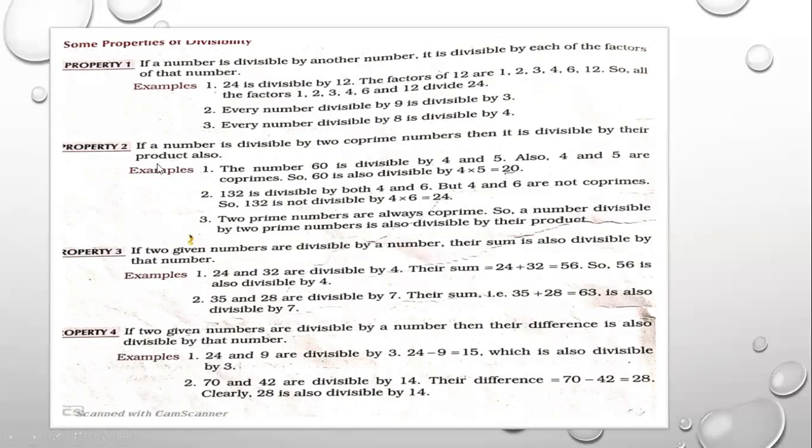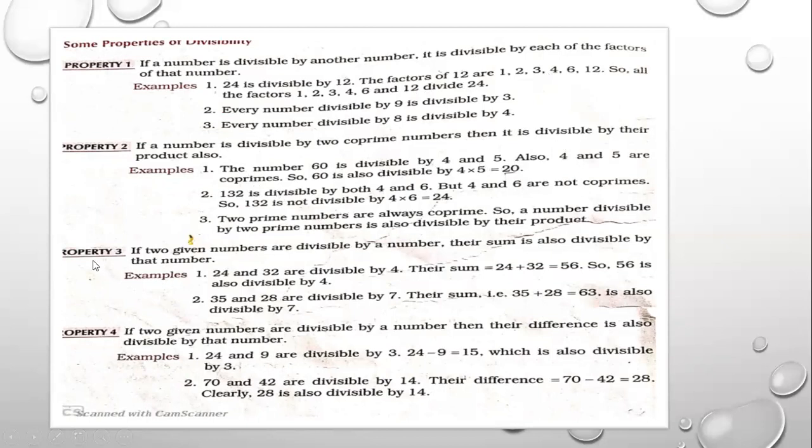Next property is, if a number is divisible by two co-prime numbers, then it is divisible by their product also. So the example is, the number 60 is divisible by 4 and 5. So we say that 4 and 5 are co-primes.